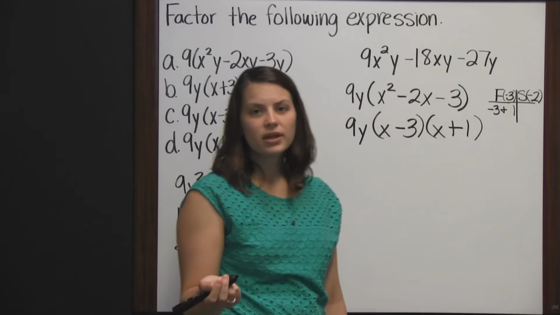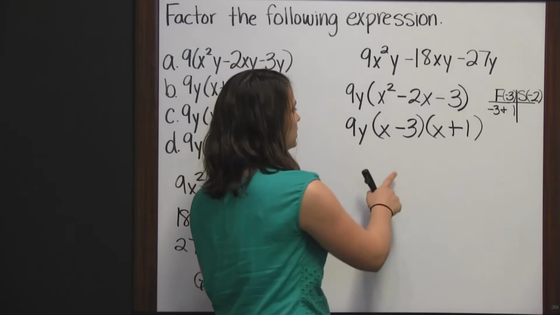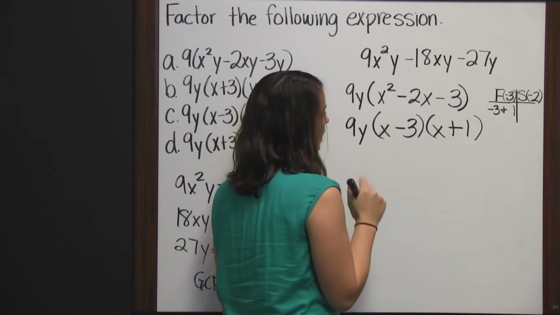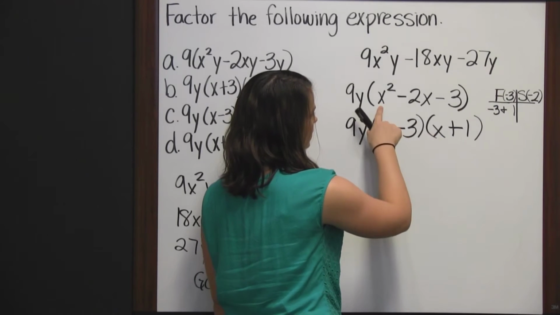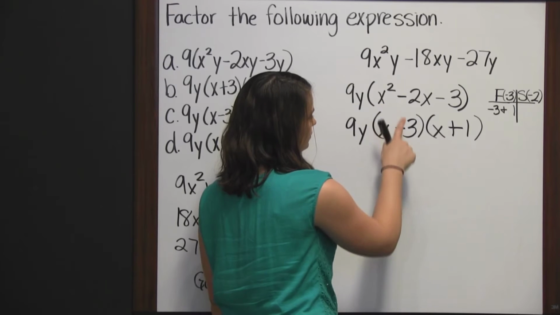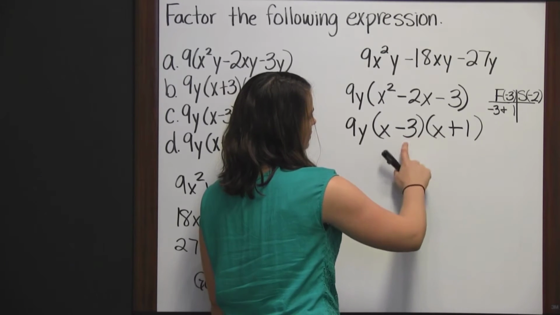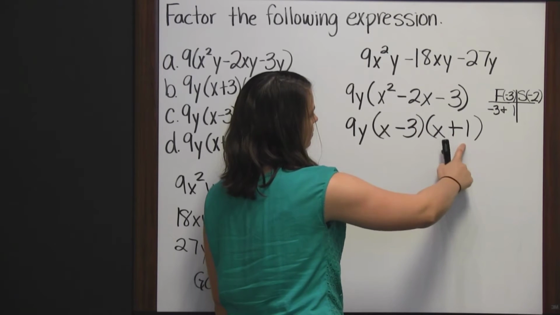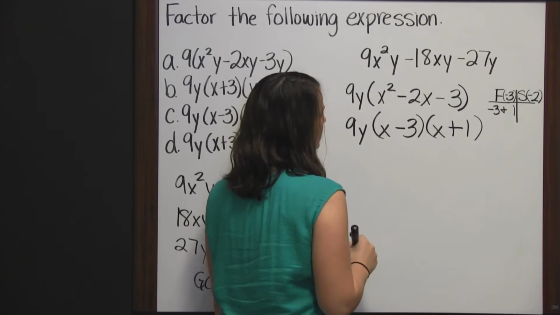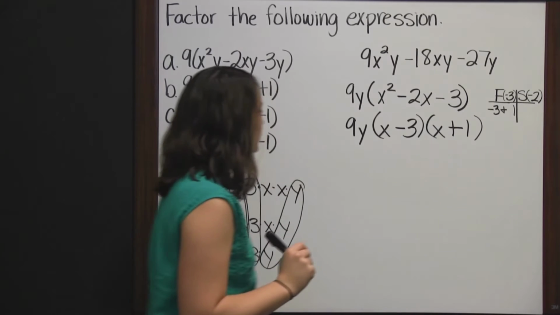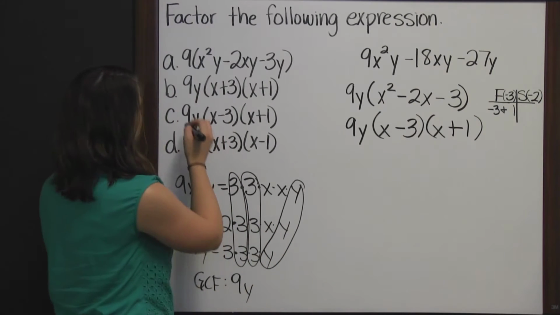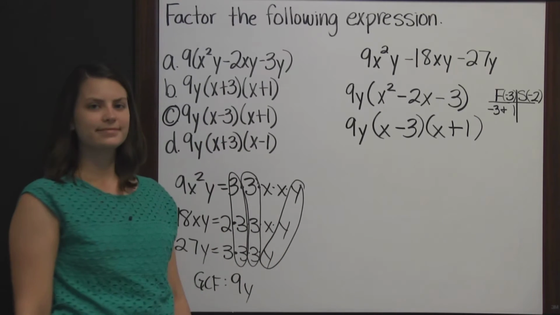And we can always FOIL it out to see if we did, in fact, factor correctly. So x times x would give us our x squared. X times 1 is 1x, minus 3x would be negative 2x, and then negative 3 times 1 would be negative 3. So this is our factored answer, which is answer choice C.